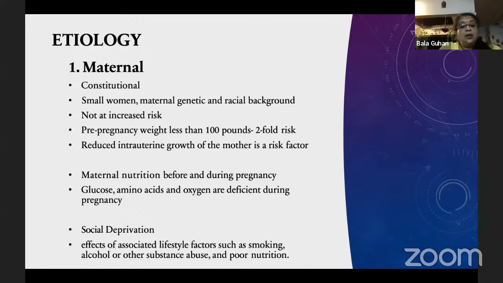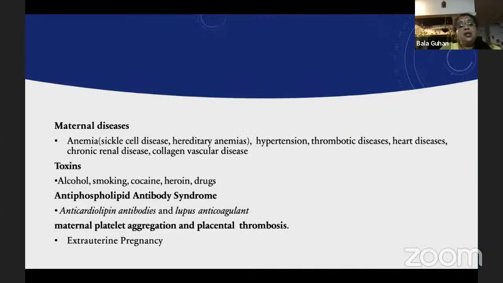Social deprivation, effects of associated lifestyle factors such as smoking, alcohol, substance abuse, and poor nutrition can also occur. All these can lead to growth restriction. Maternal diseases: anemia, sickle cell disease, hereditary anemias, hypertension, thrombotic disease, heart disease, chronic renal disease, collagen vascular disease. Toxins, as we know: alcohol, smoking, cocaine, all the drug abuse substances, heroin, and other drugs.